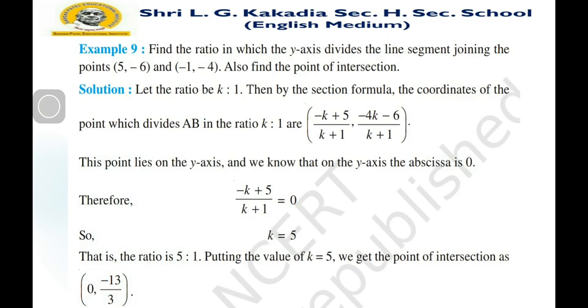Example number 9. Find the ratio in which the y-axis divides the line segment joining the points (5, -6) and (-1, -4). Also find the point of intersection.